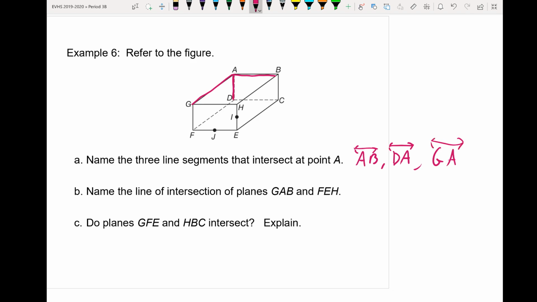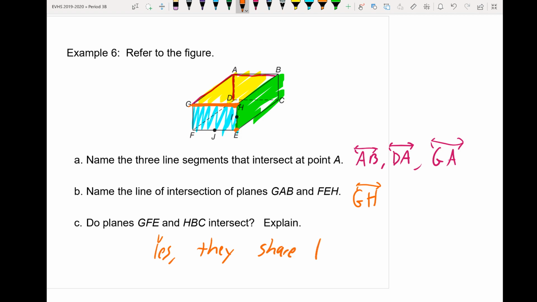All right. Name the line of intersection of plane GAB, which is this top plane, and plane FEH, which is the front plane. Where do those intersect? Yes, line GH, the line that they share in common. Do planes GFE, the blue plane, and HBC, this front right plane, intersect? Yes. Where do they touch? They share line HE, because that's the points they have in common.